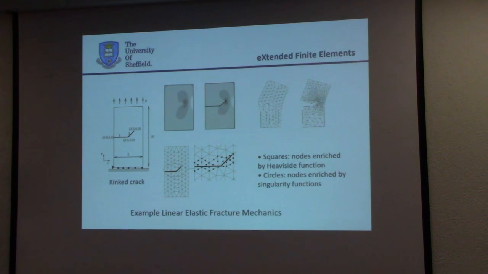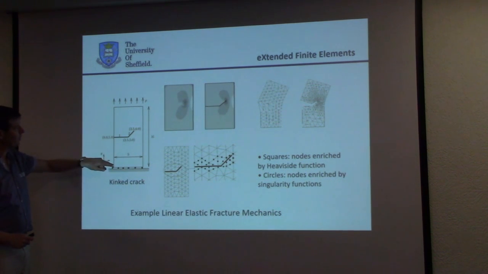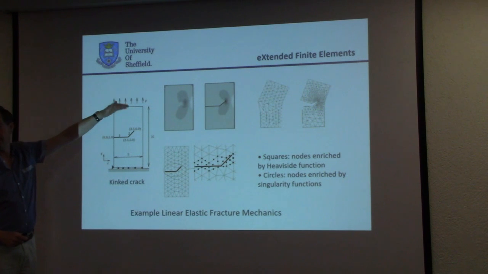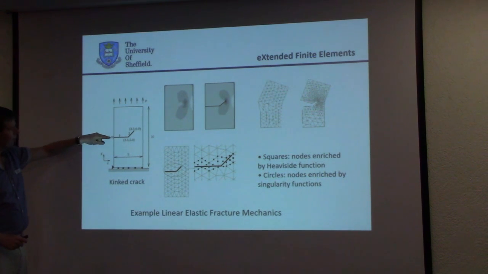Well, this is an example of a linear elastic fracture mechanics calculation using XFEM. What we have here is a rectangular specimen loaded in tension, which has an initial crack here and here. So an initial kinked crack.